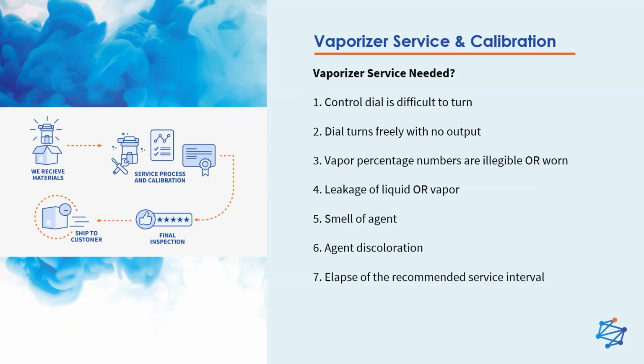Visible leakage of liquid or vapor, which can also sometimes be detected just by smelling the agent. Agent discolorization, which can be seen when draining the vaporizer or in the sight glass, if they have one. And usually most vaporizers will have a sticker on them indicating when service is recommended. If that recommended service interval has elapsed, they should be sent in or inspected.